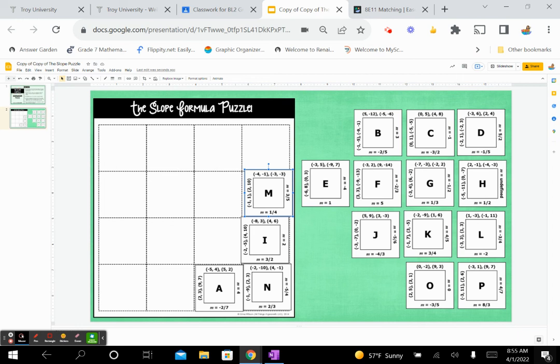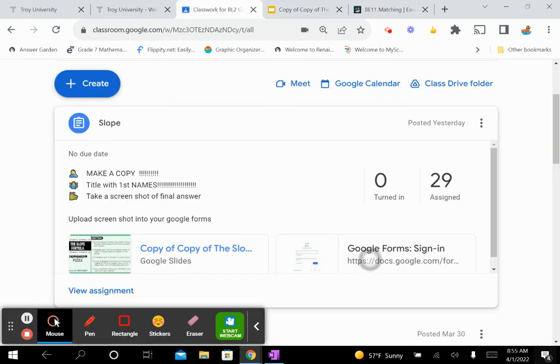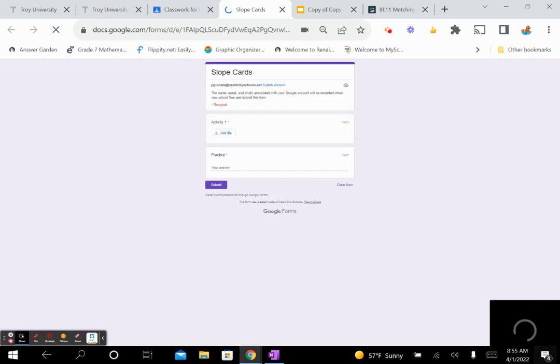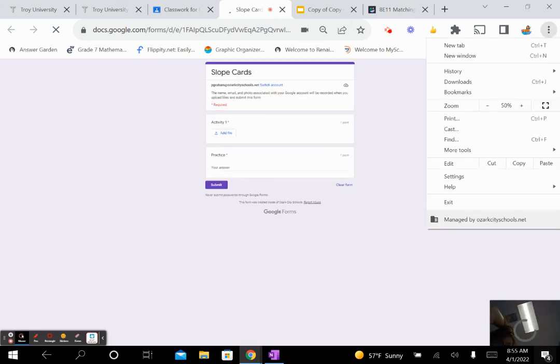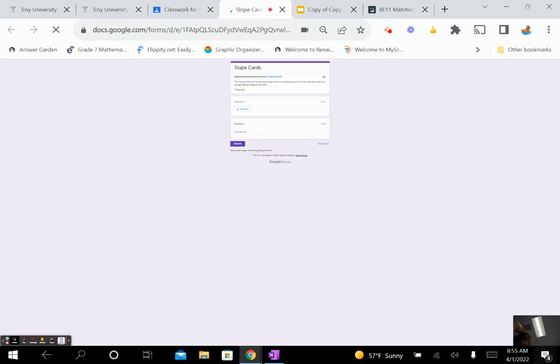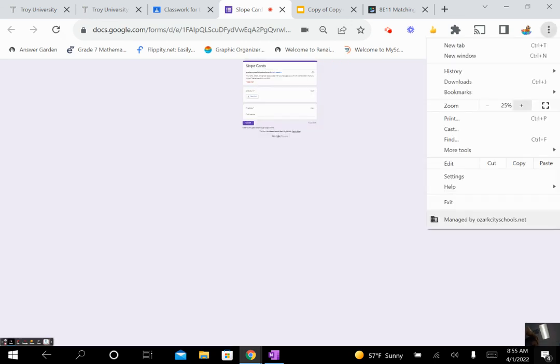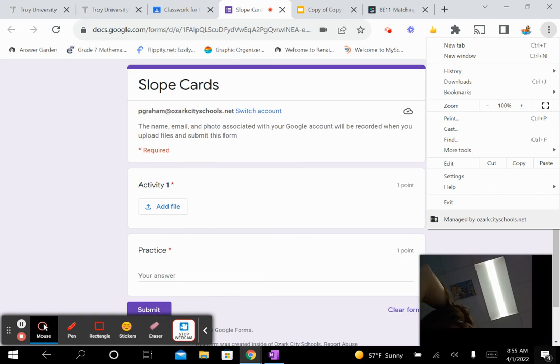Don't worry about doing the screenshot unless you know how. If you know how to do the screenshot and submit it into Google Forms, do that. You'll take your screenshot, and then you will open up Google Forms and just upload where it says upload file. Where it says add file, add it in. Okay? If you don't know how to do the screenshot, just share it with me. All right, guys.